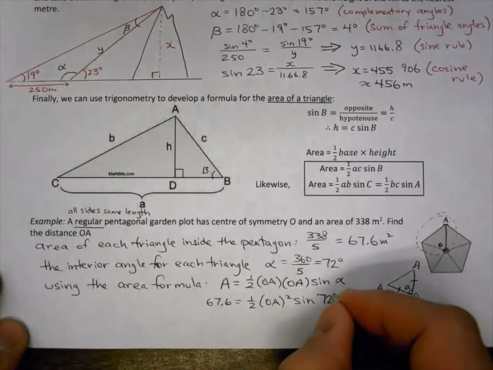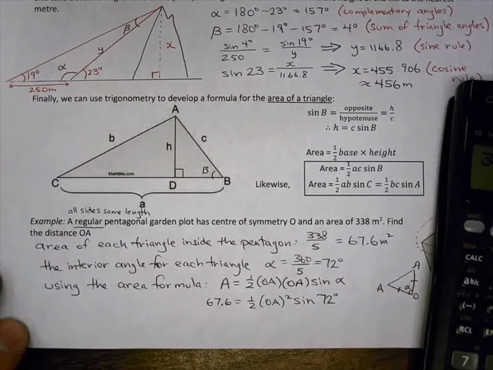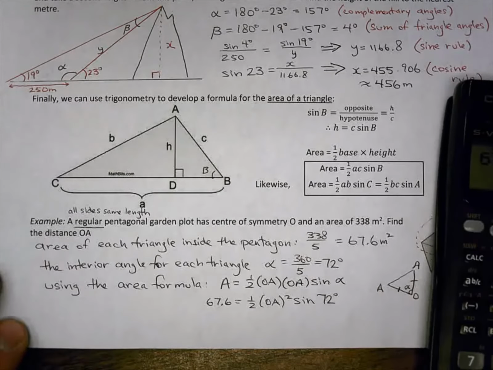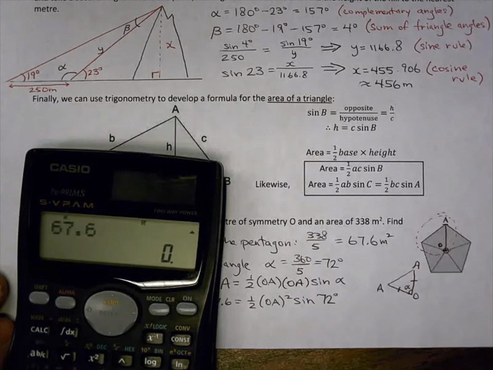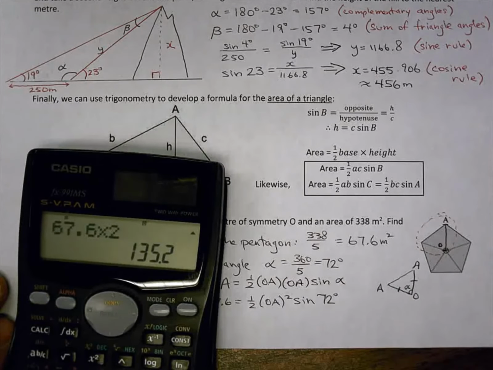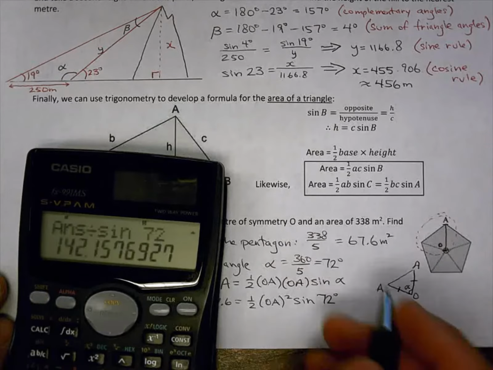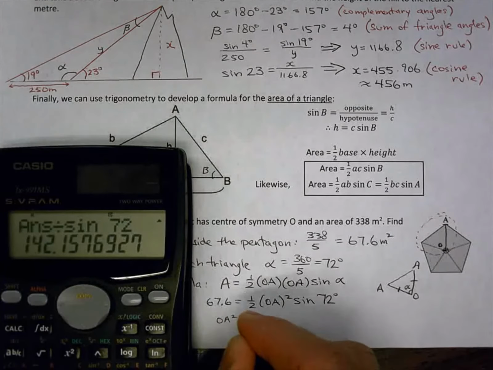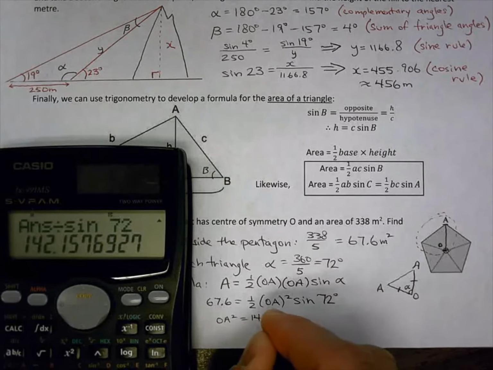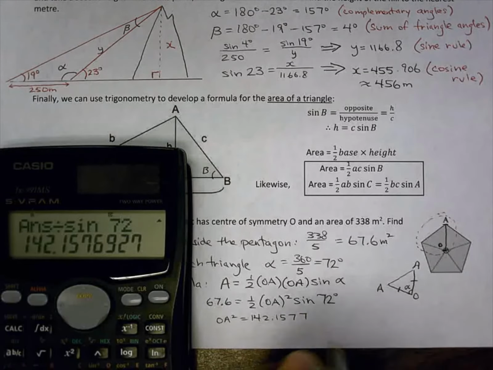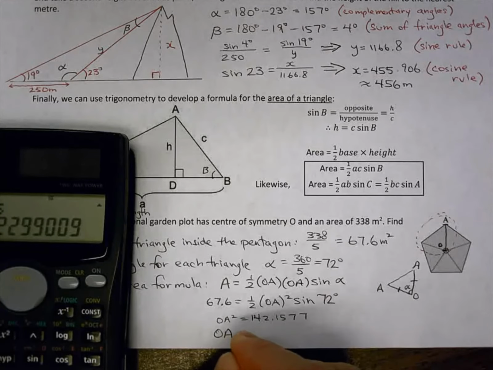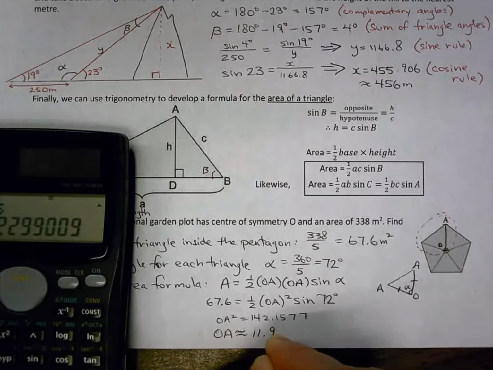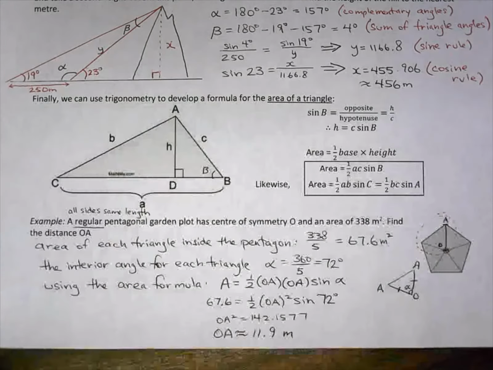Again, I don't have a lot of room to show all my steps, but I'm going to take 67.6 times 2 divided by sine 72. That gives me OA squared is equal to 142.1577. Take the square root of that, and I get OA is equal to approximately 11.9 meters.